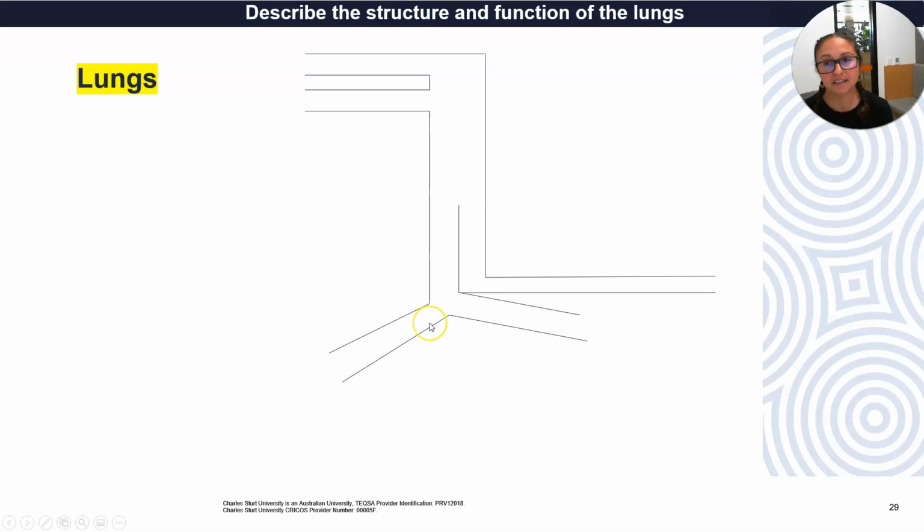And so it goes down the right side and the left side. When your trachea divides, the left side is narrower and less steep than the right side. So if someone inhales something that they shouldn't inhale, chances are it will end up on the right side.